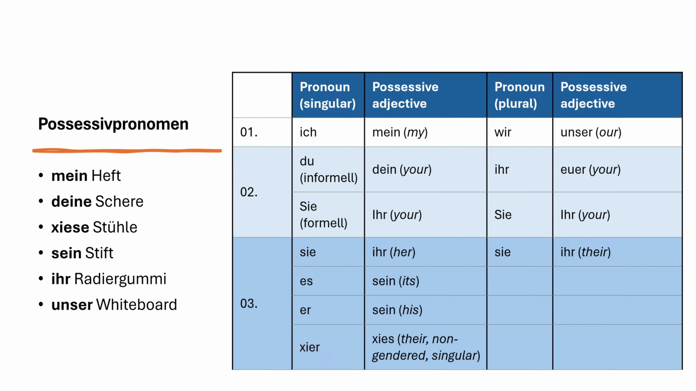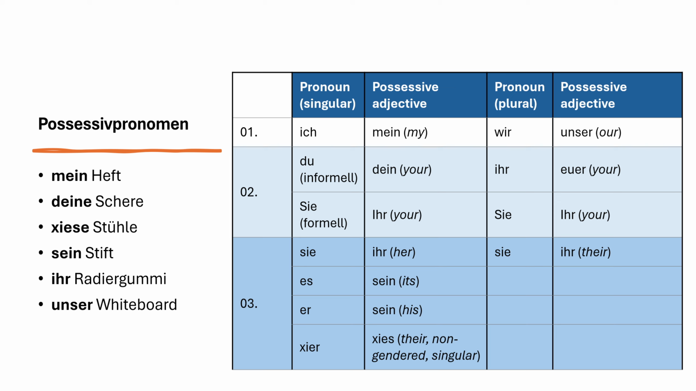Okay, the next one is süße Stühle. Once again you see an E at the end of süß, which is the non-binary possessive. So it's either going to be feminine or plural, and indeed it's plural. So it's der Stuhl, the chair, and die Stühle. So this is plural. Sein Stift, we see no E, so it's either going to be masculine or neutral, and this one is masculine.